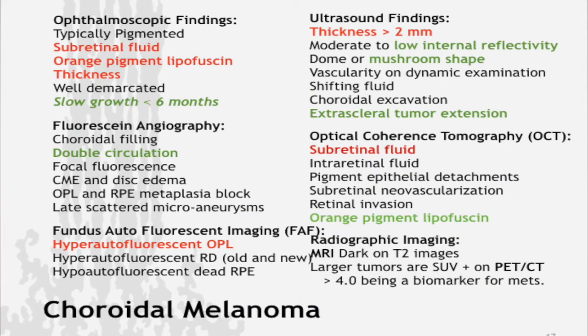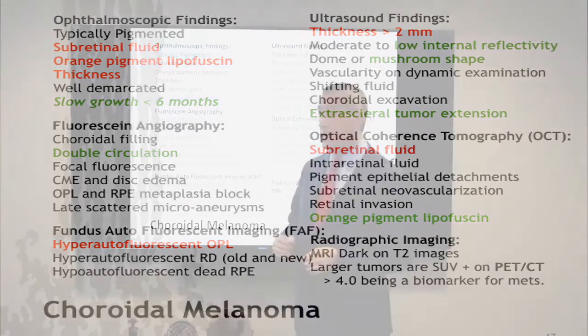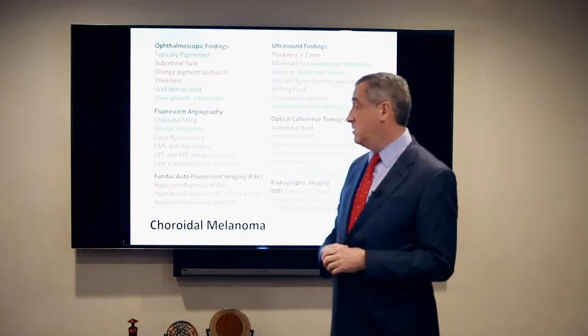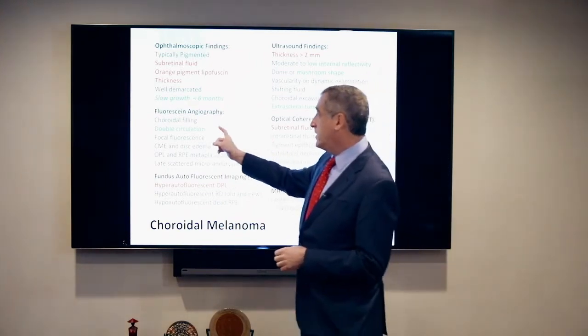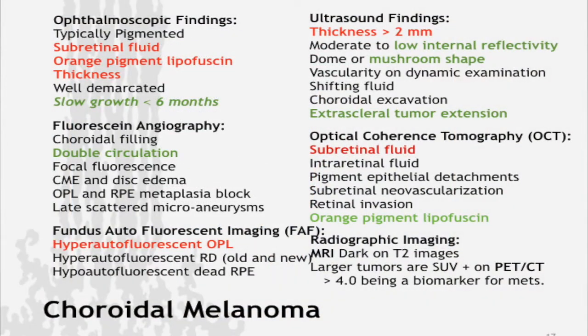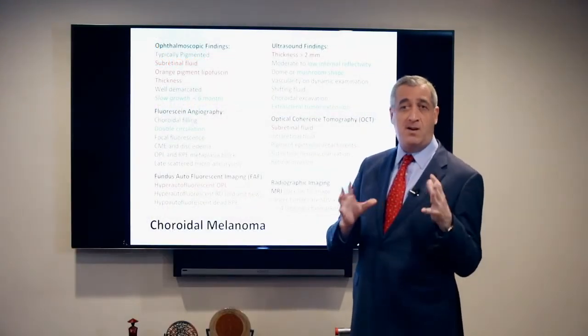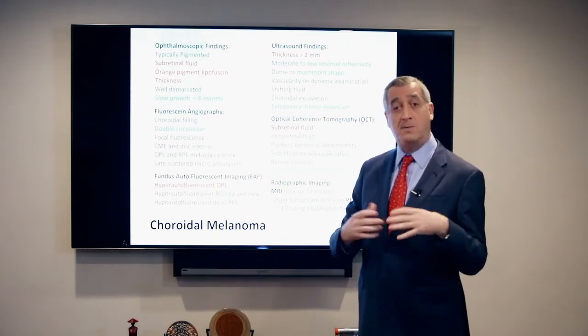So from an ophthalmoscopic standpoint, when we look in the eye, if we see subretinal fluid, orange pigment, that lipofuscin, or thickness, those are important. If we document growth, in a way, that's even more important. On the angiogram, we're looking for a double circulation or an intrinsic circulation within the tumor. And you'll see why that's important, because that's really only documented. Formed vessels are only documented in a couple of these tumors. And the pattern of circulation inside the tumor helps us differentiate them.